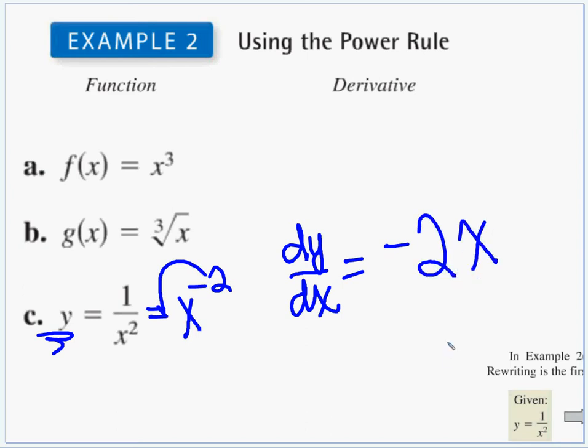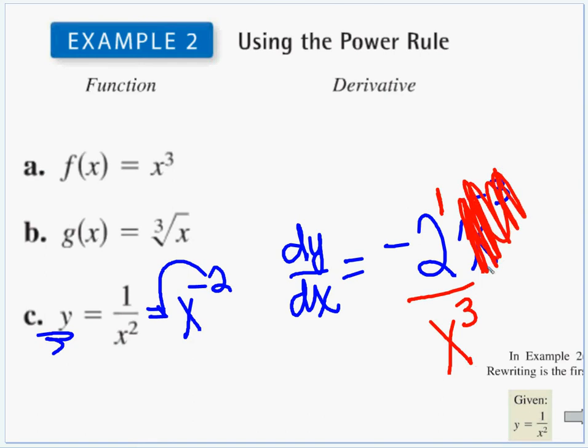We've got our base x, and we drop our exponent by 1. It gets more negative, down to negative 3. The negative 3 exponent means let's get rid of the x to the negative third. It's going to jump downstairs, become x to the positive third, and there's our answer. Negative 2 over x to the third power.